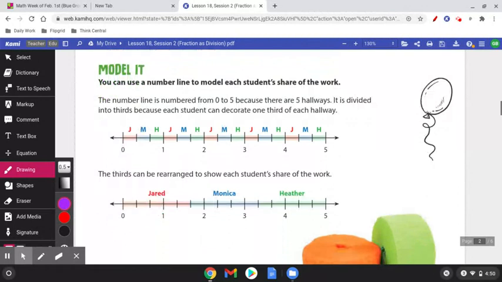You can also do a number model. Here they're showing the 5 hallways, and in the first picture they're showing how they are getting 1/3 of each of those wholes, and they end up with 5/3. Then down here, they made kind of a new number line where it's rearranged to show that they're each getting 5/3 or 1 2/3. They put all their parts together.